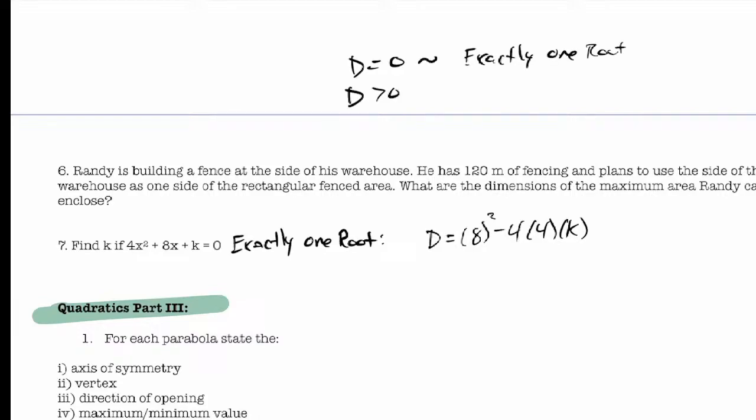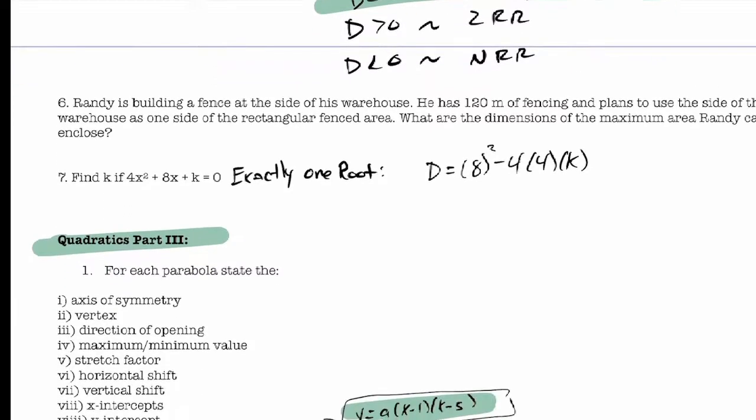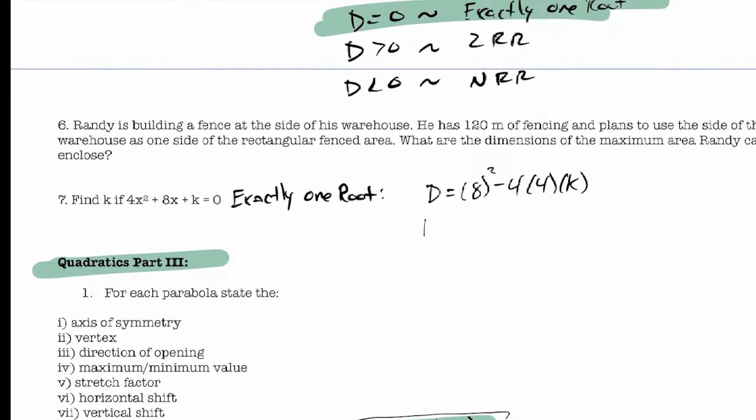If the discriminant is greater than 0, you have 2 real roots. And if the discriminant is less than 0, you have no real roots. So of these 3 options, I've got the discriminant equal to 0, so it's exactly one root. If I calculate this, the discriminant is 64 minus 16k for this question.